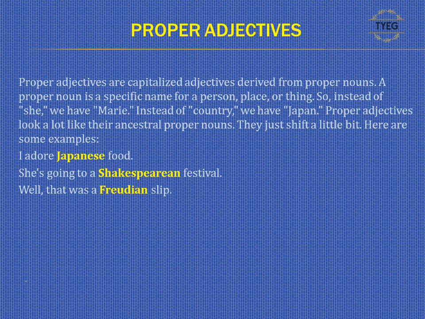Here are some examples. I adore Japanese food. She's going to a Shakespearean festival. Well, that was a Freudian slip.